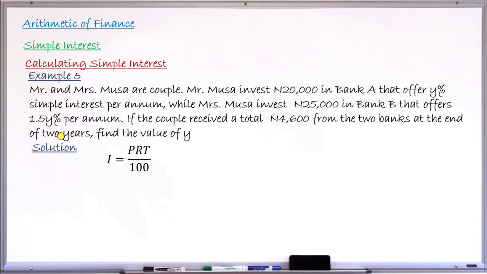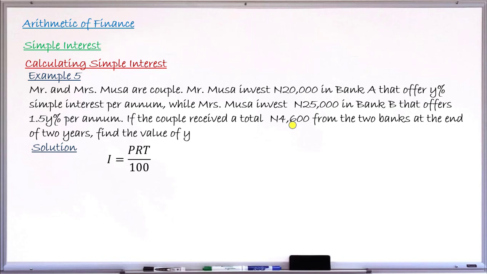So what you now do, as these two different people invested in different banks and invested a different amount, you find the interest for the husband, that is Mr. Musa, in bank A. You also find the interest for the wife, that is Mrs. Musa, in bank B. Then you add the two interests. It will give you this 4,600, because it says the couples received a total of 4,600 as interest.